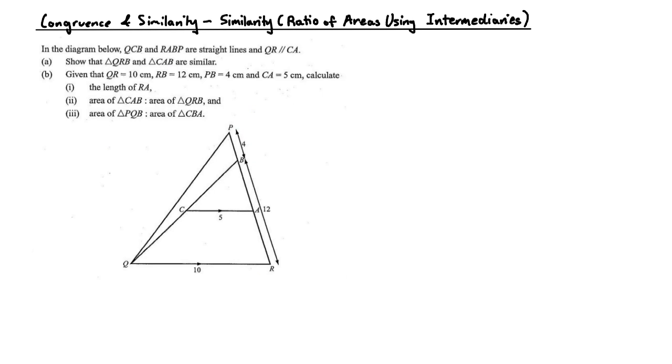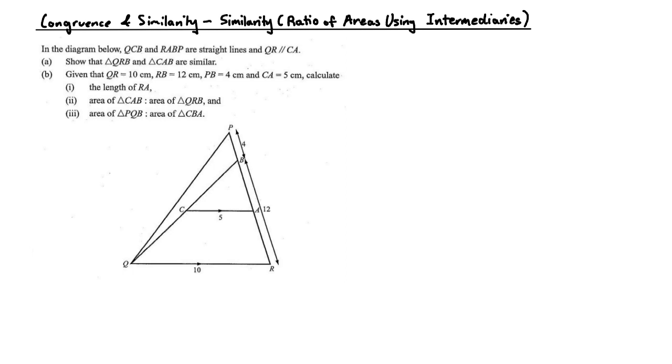In the diagram below, QCB, which is this one, okay, and RABP, which is this one, are straight lines, and QR is parallel to CA. So A asks you to show that QRB and CAB are similar. So QRB is the big one and CAB is the small one. That's easy. We've done this so many times already.